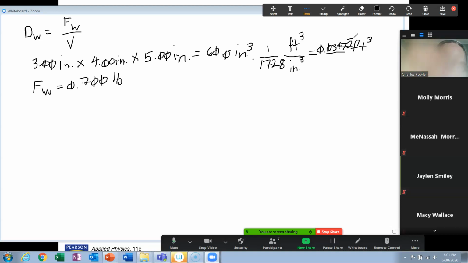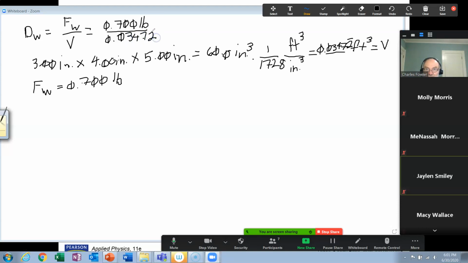I didn't write that down, did I? So let me write that down. This is the volume. Volume is length times width times height. We've got our force due to weight, and now we've got the volume. So we're going to take this and do 0.700 pounds and divide that by 0.0347222222222, and that would be cubic feet.